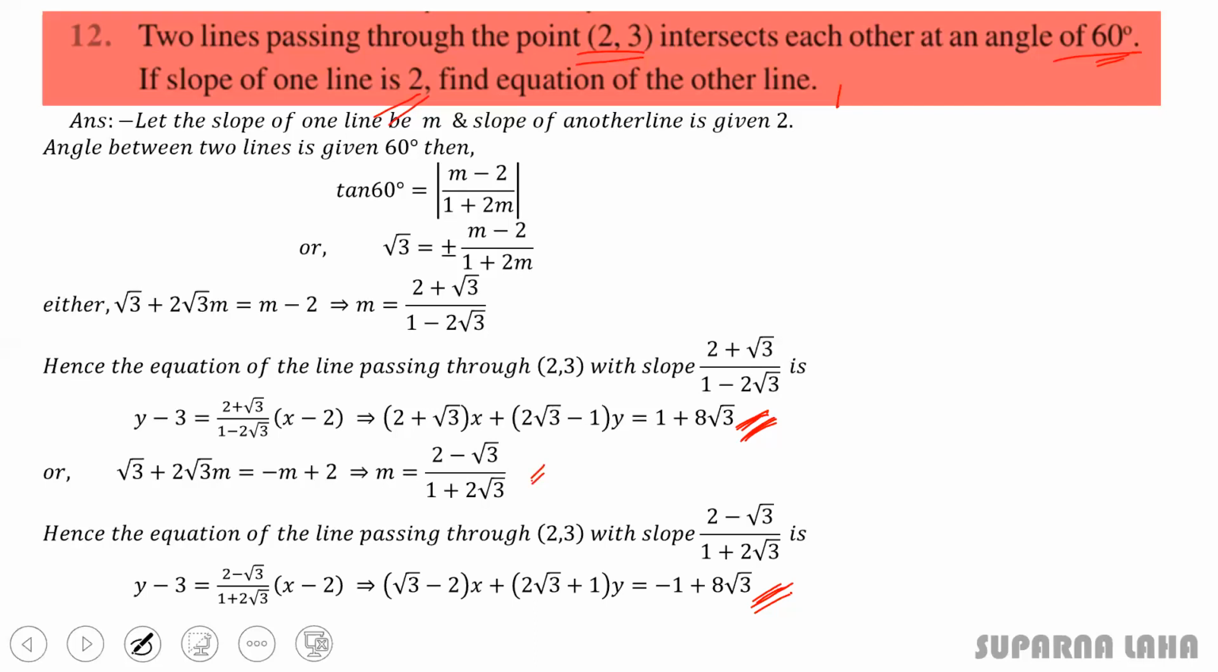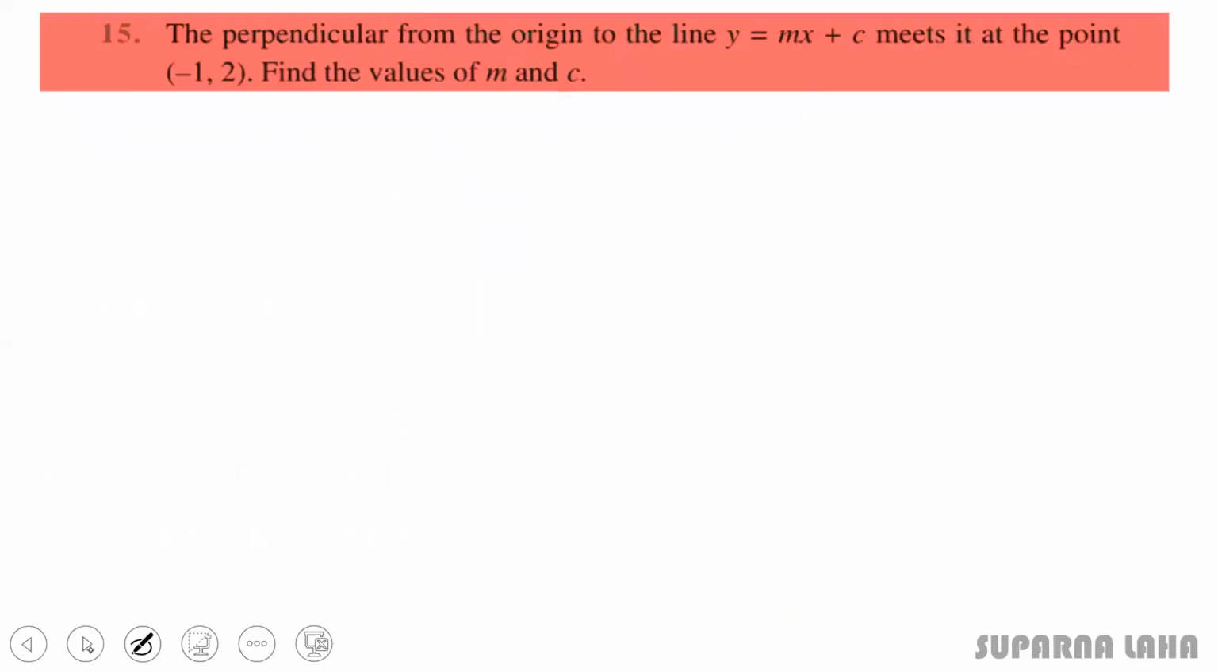So moving to the next question, question number 15. The perpendicular from the origin to the line y equals mx plus c meets it at the point (minus 1, 2). So draw a perpendicular to the line and it meets the line at (minus 1, 2). You need to find the values of m and c, that means the slope and this value.